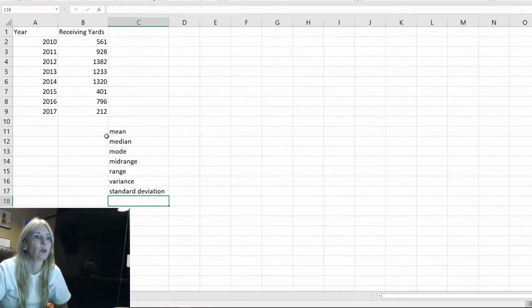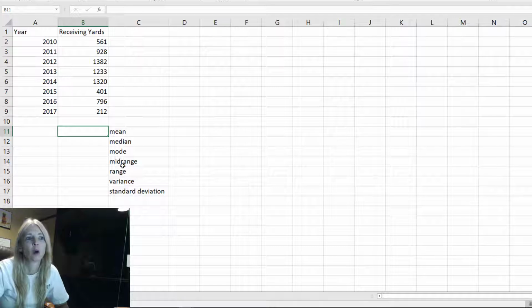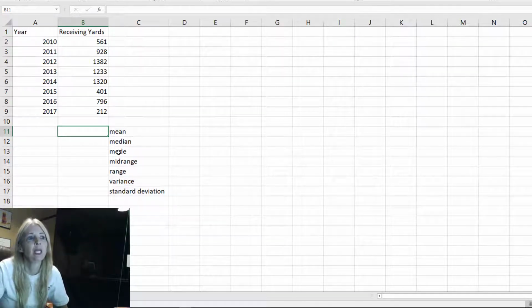I thought this would be a little easier to just have one place to overview your Module 1 project on the Excel part. So this is only the Excel part. You have to do the interpretation and all the other parts. But here is how to find the mean, median, mode, mid-range, range, variance, and standard deviation for a data set.